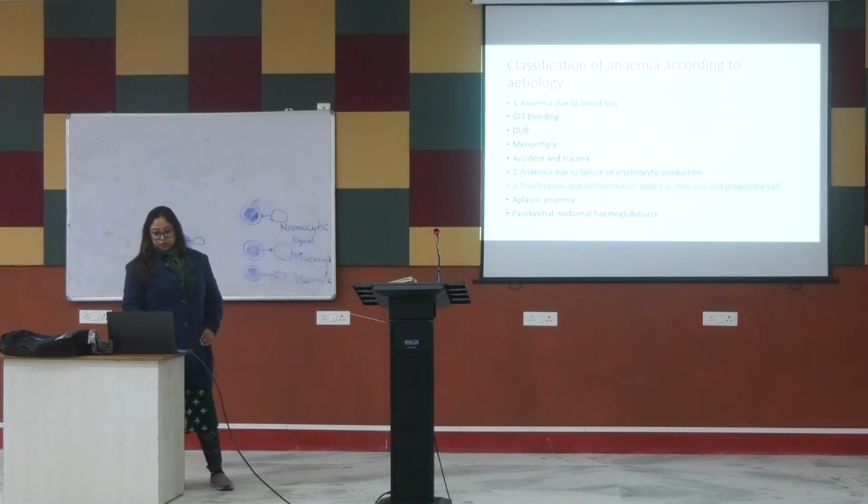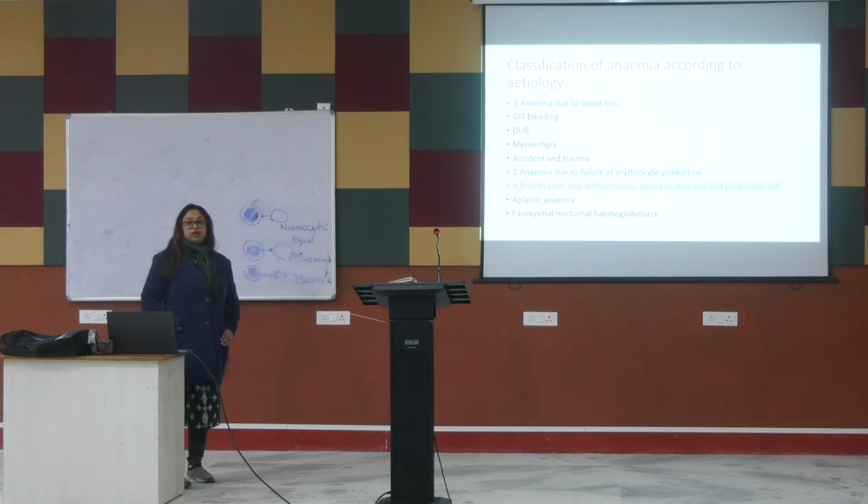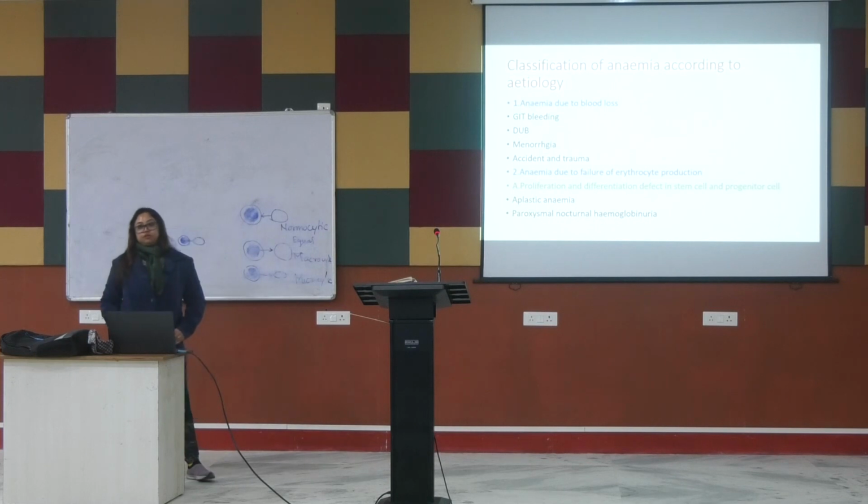Now coming to the second point, that is anemia due to failure of erythrocyte production. RBC production is hampered. There are sub-classifications. What are the causes of failure of erythrocyte production?